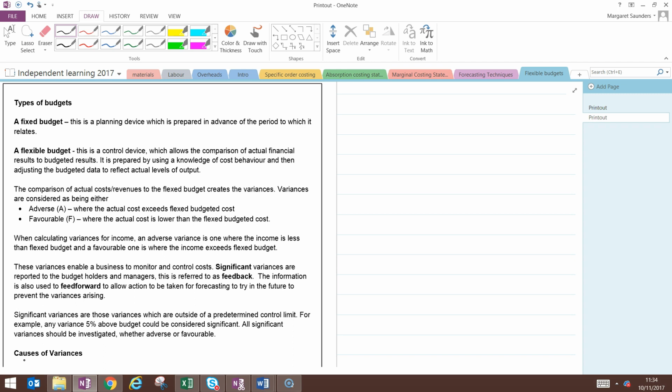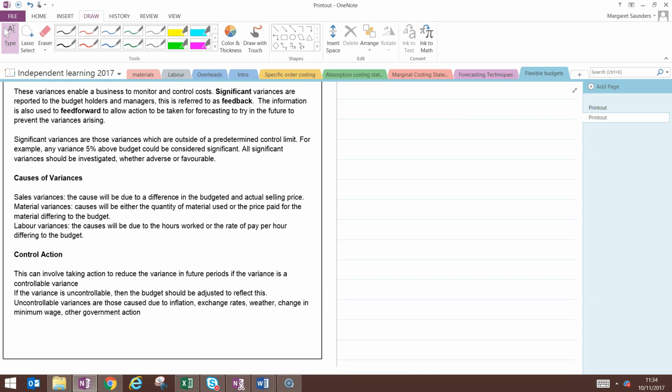Significant variances are generally those that are outside of a predetermined control limit. So an organisation may decide that any variances that differ from the budget by 5% or more are significant and therefore should be reported and investigated.